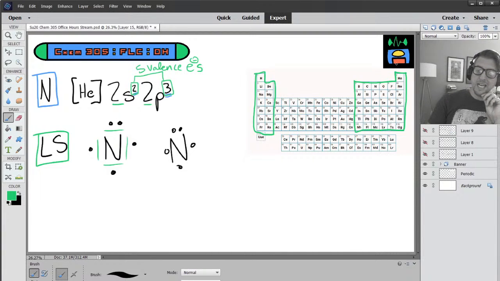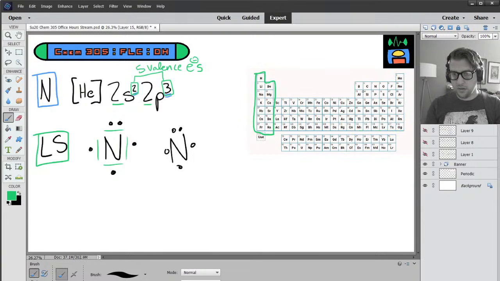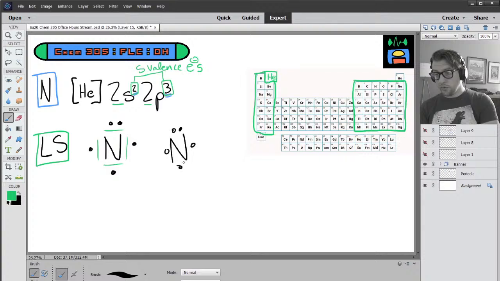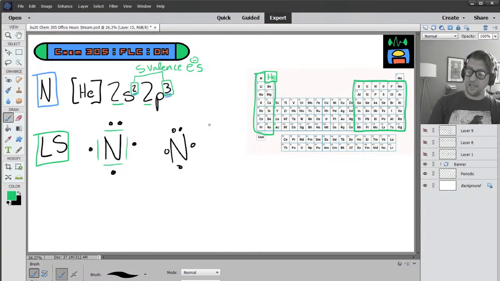All right, and actually for the purpose of Lewis dot structures, helium really belongs in that second column. It's placed all the way to the right because it is a noble gas, but as far as its electron count goes, it has 2 valence electrons.